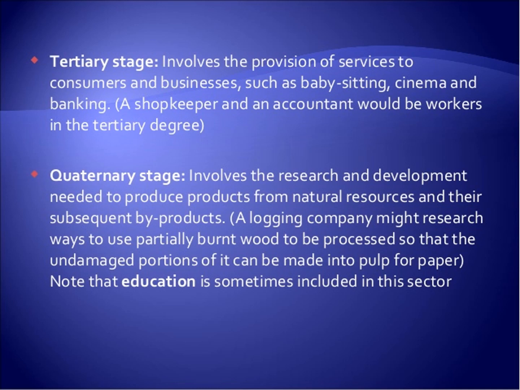Third one is the tertiary stage. It involves the provision of services, or we can say the production of invisible items that cannot be touched or felt, for consumers and businesses, such as babysitting, cinema, and banking. A shopkeeper and an accountant would be workers in the tertiary degree, as they are not transforming any raw materials into finished goods, nor are they involved in fetching the primary goods such as raw materials.